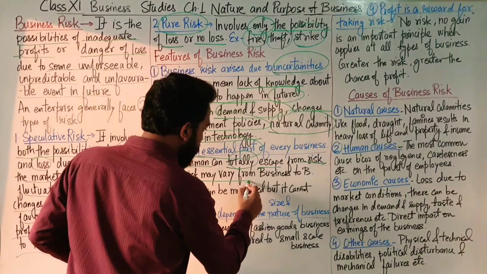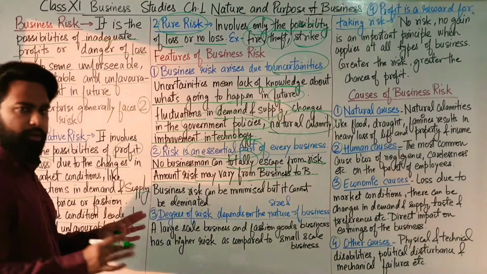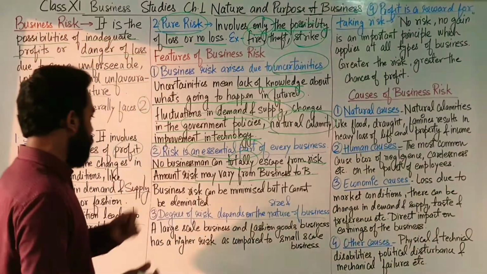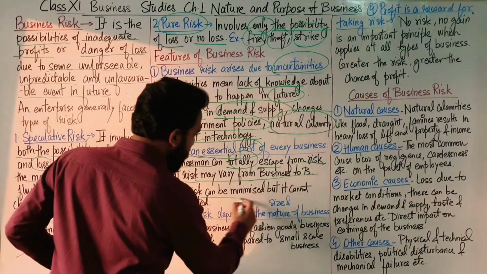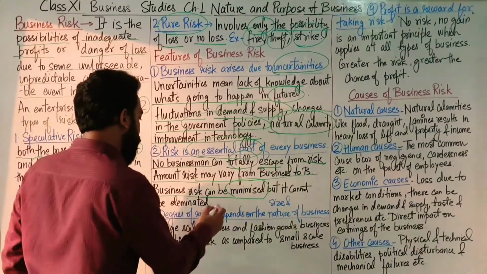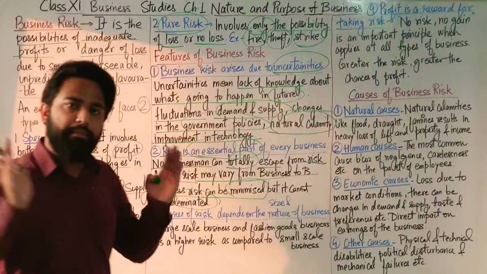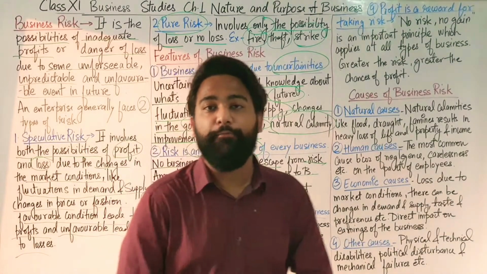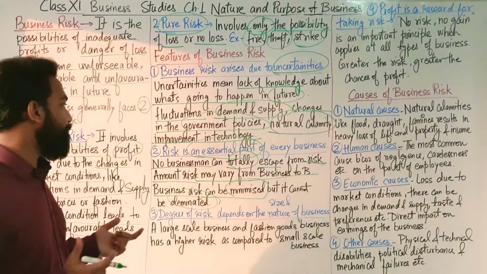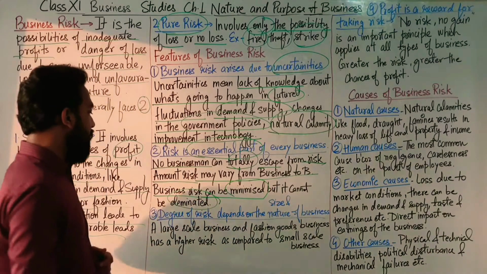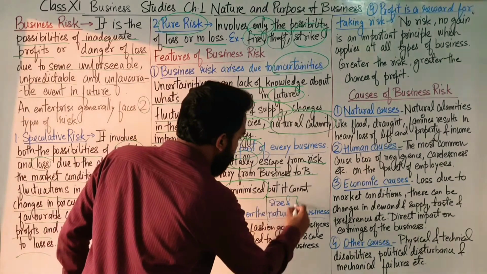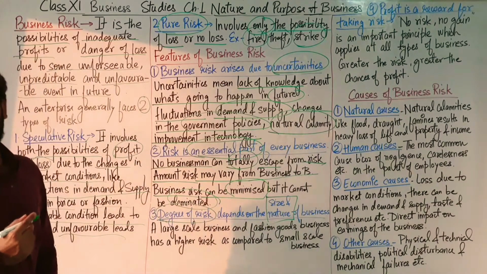Risk may vary from business to business. The amount of risk may vary from business to business, but business risk can be minimized. It can be minimized, but it cannot be eliminated. It can be minimized, but we cannot escape from the clutches of risk. Is that clear?